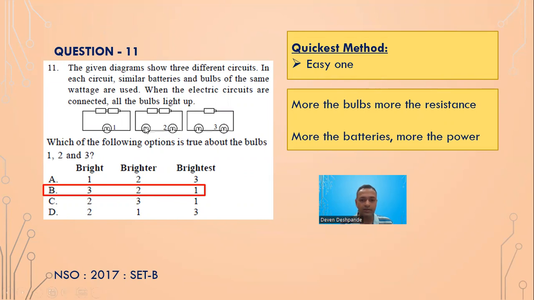Again, what is a bulb? A bulb is nothing but a resistor, isn't it? So here in a single battery and 2 bulbs, there is only 1 power input and there are 2 resistors. So the bulbs will glow, but they will not be as bright. They will be a bit bright.